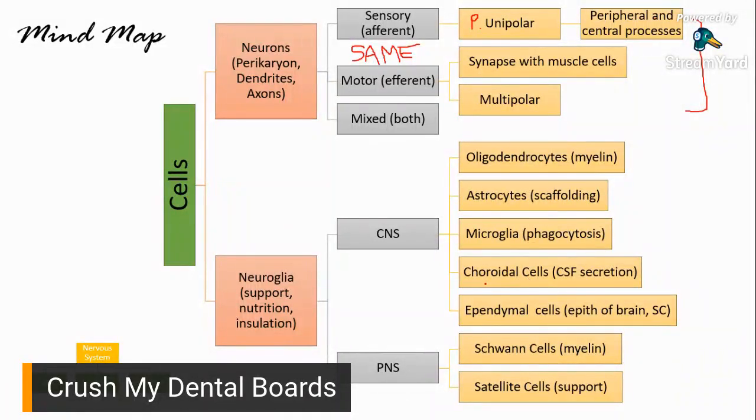And then this one, it's not in the diagram in the picture earlier. So you have your choroidal cells. What are choroidal cells? Choroidal cells are the ones responsible for the production of your cerebrospinal fluid. Okay? And then, we saw this earlier, your ependymal cells. It's actually the epithelial lining of the brain and the spinal cord. And those are different glial cells that are part of your central nervous system.